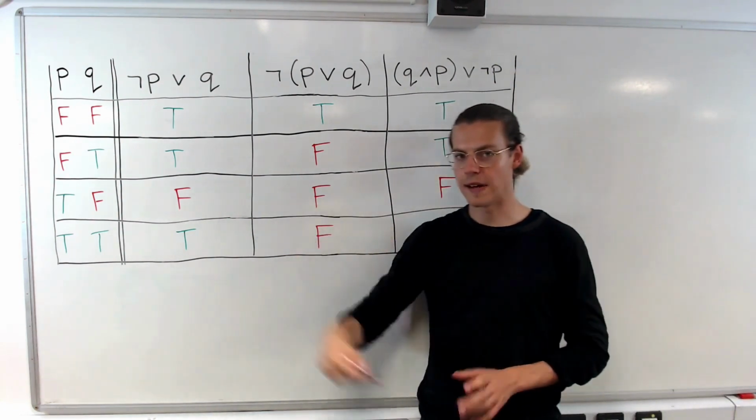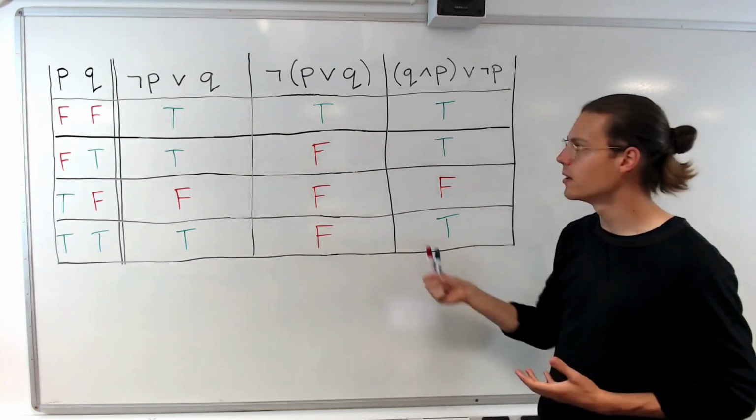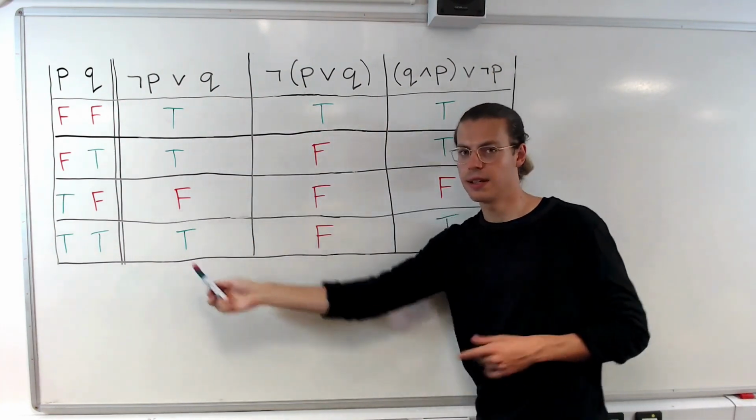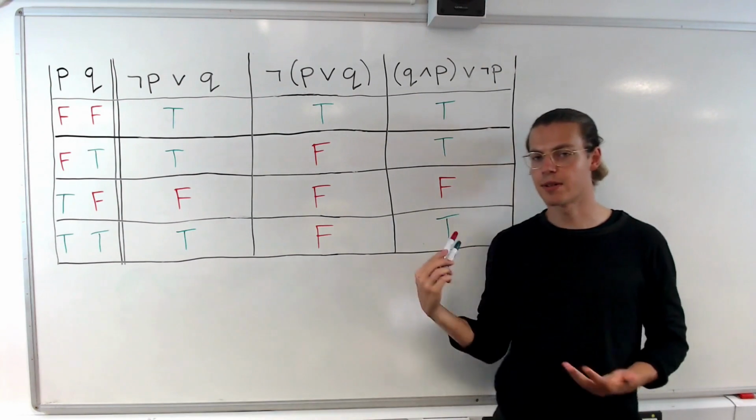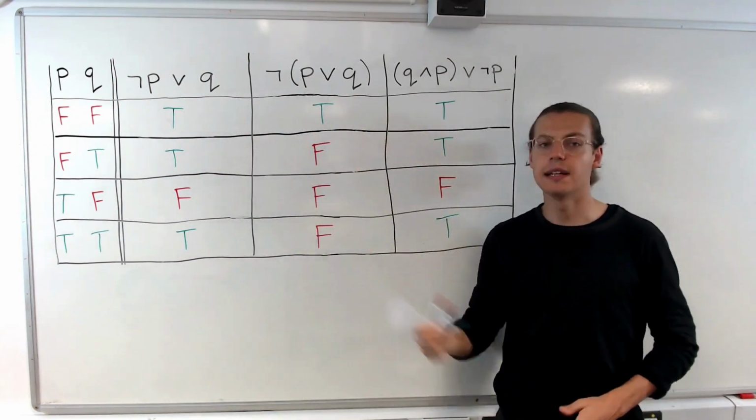So that's all of our truth values done. Now let's see which of these are logically equivalent. Well, the first and the third have the same truth values, so they are logically equivalent to each other, and the second is not.